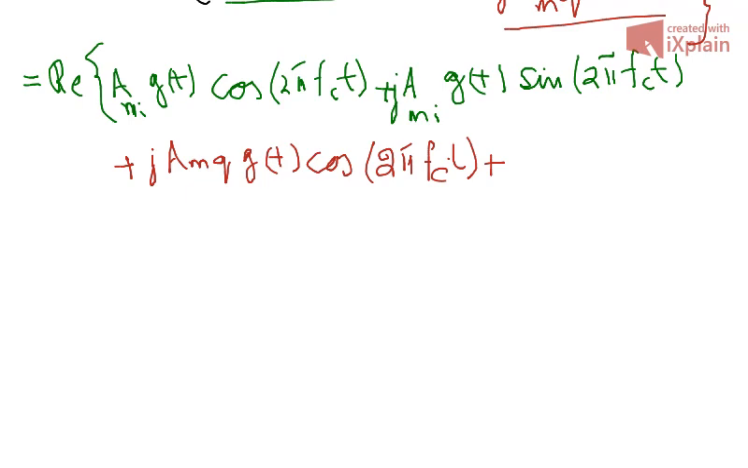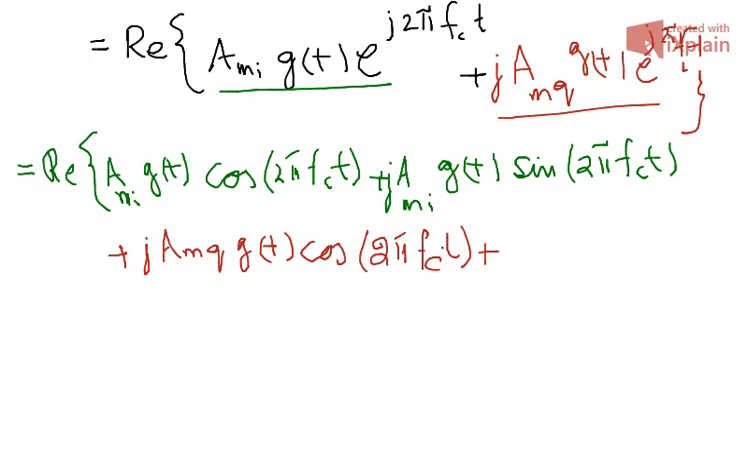Now I'm trying to solve this part, right? This part. AMI g of t cos of 2 pi f c t, and then we have plus j and sine of 2 pi f c t multiplied by j. So j and j square, which will be minus. So instead of this plus, we will have a negative sign. So I'm just crossing it from here and I am writing it here minus.